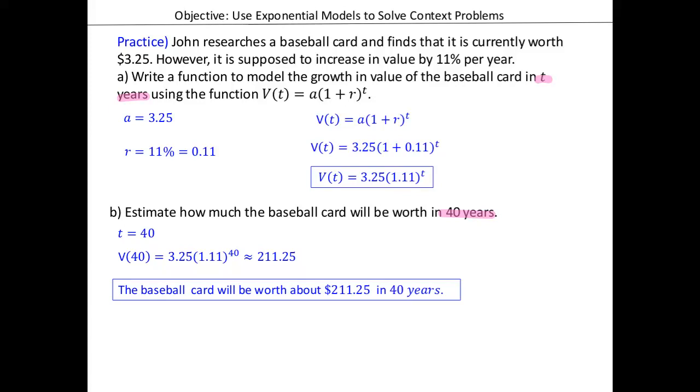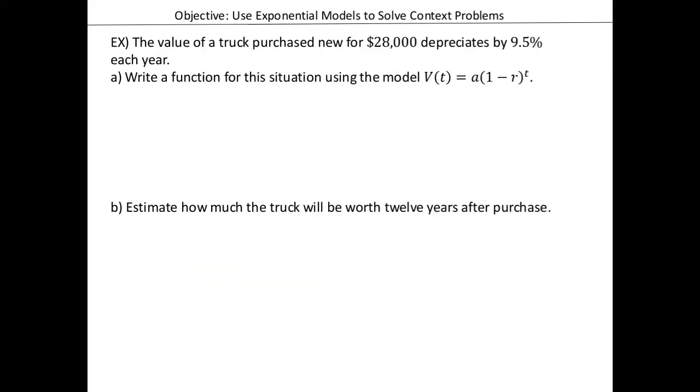All right, so again, here's the solution. You have to figure out for part B, what unit of time are we talking about? In this case, it was years, so we plug in T for years, so we had to plug in 40. All right, so now let's move on to exponential decay. So exponential decay, things are going to be like losing value instead.